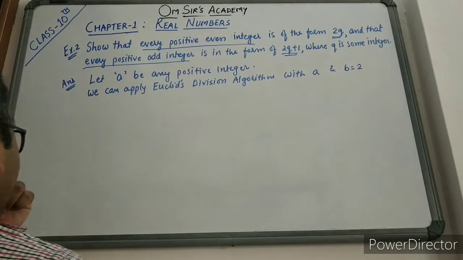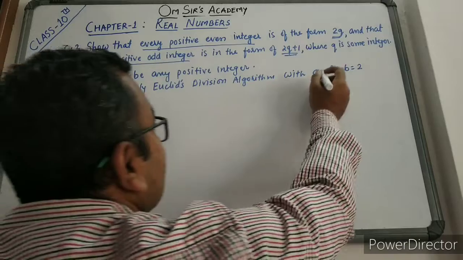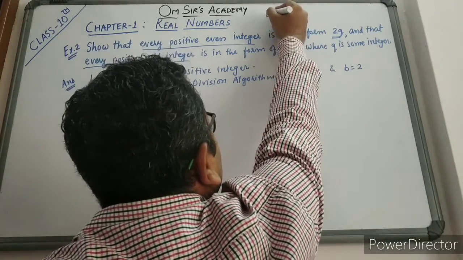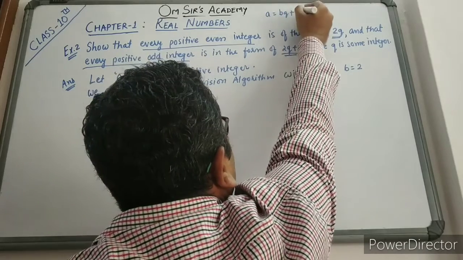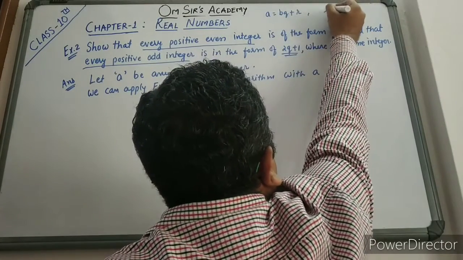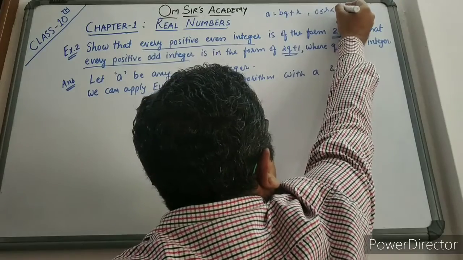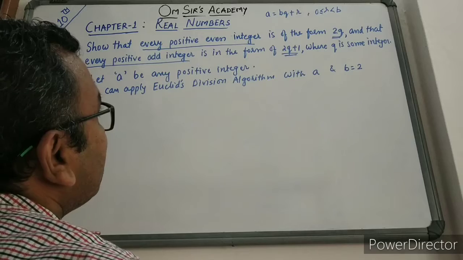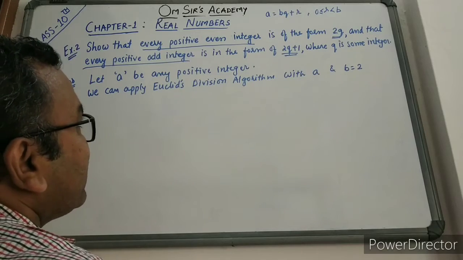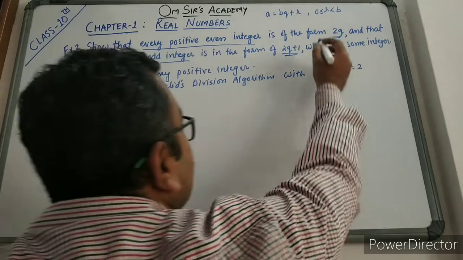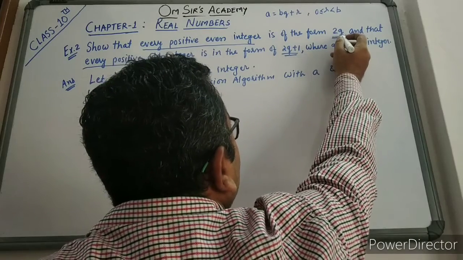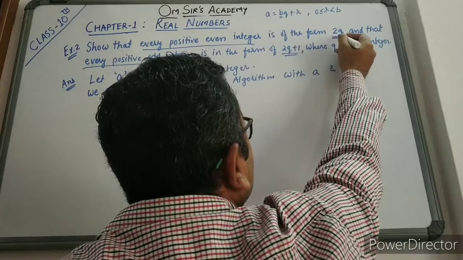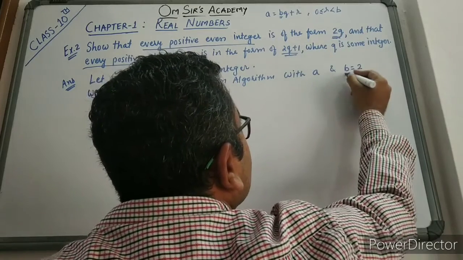Why did I take 2, friends? See, here it is in the form of 2q plus 1. So what does Euclid's division lemma say? a equals bq plus r, where r should be greater than or equal to 0 and less than b. This was Euclid's division lemma's rule, theorem 1.1, right, friends? So in this case, if a equals 2q, then before q what comes? b. Here before q comes 2. Okay, so my b is what?